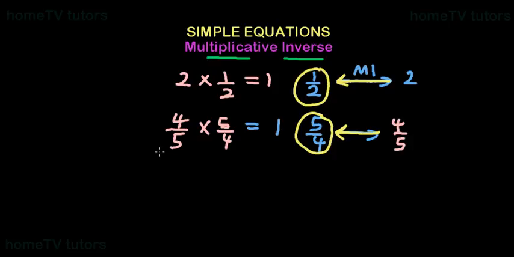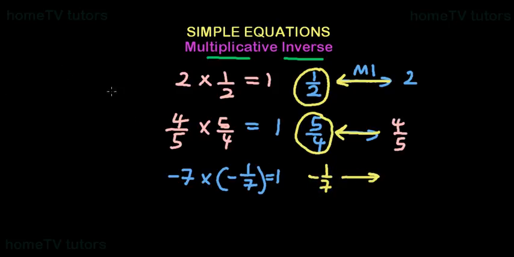Another example. Minus 7 times what? Bracket minus 1 over 7 is going to give us what? 1. So, minus 1 over 7 is the multiplicative inverse of minus 7. And minus 7 is the multiplicative inverse of minus 1 over 7.